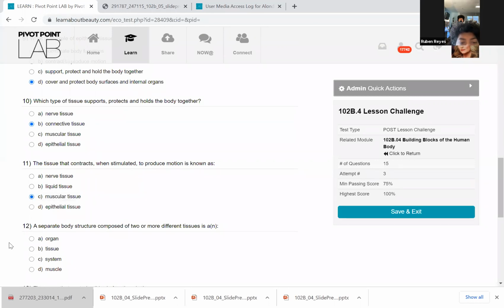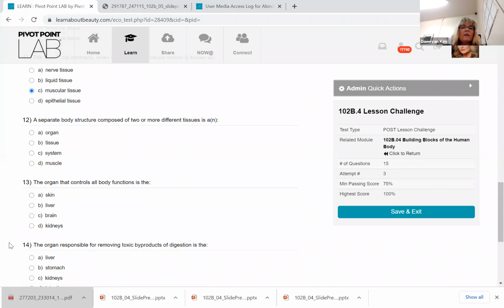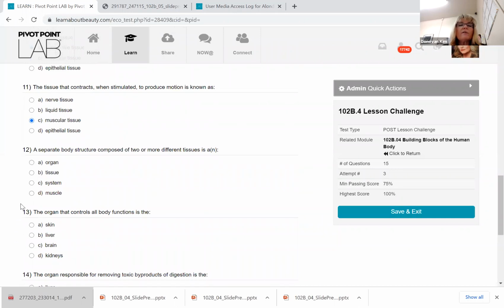Okay. Alejandro, how many is there on this one? A separate body structure composed of 2 or more different types of tissues. So cells make tissues. Tissues make what, Alejandro? Organs. Yes. Nick, the organ that controls all body functions is the brain. Yes.